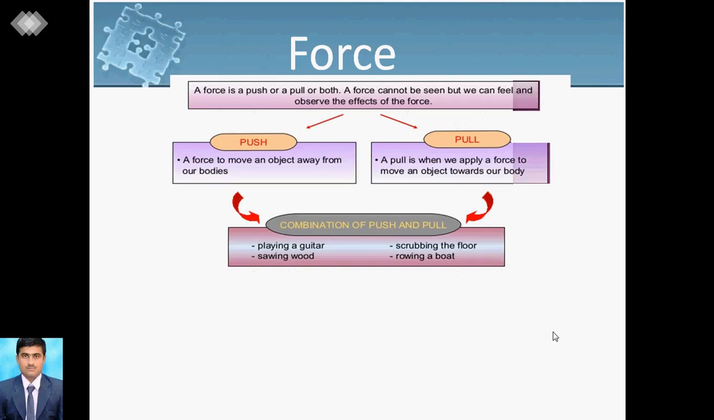Now we move to force. Force is nothing but a push or a pull, or you can say both.